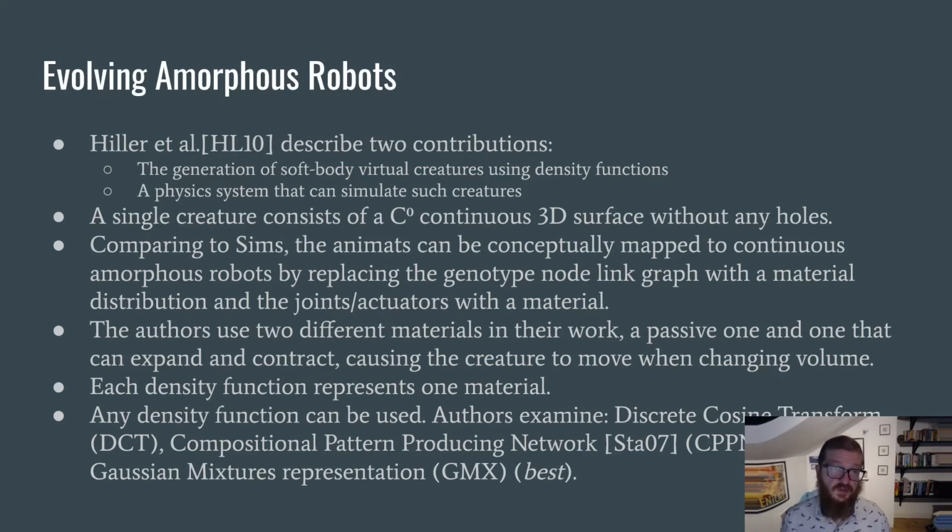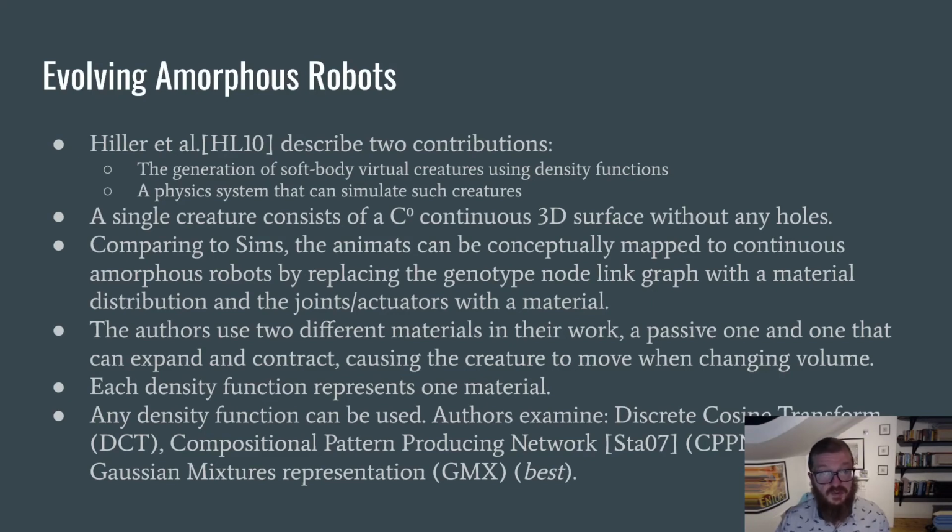The authors denote their soft body virtual creatures as continuous amorphous robots. A single creature consists of a C0 continuous 3D surface without any holes. Comparing to Sims, the animats can be conceptually mapped to continuous amorphous robots by replacing the genotype node link graph with the material distribution and the joints or actuators with the material.